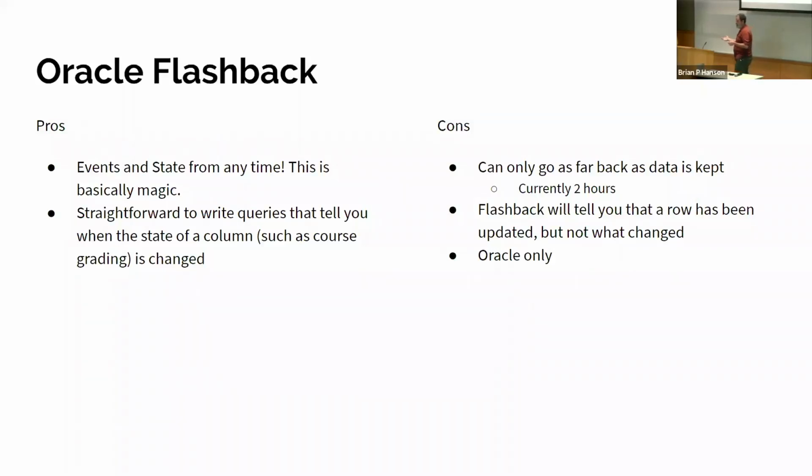A con to Flashback is that you can only go as far back as the data is kept, which right now is 2 hours, right? So if PeopleSoft, or your application, were to go down for 2 hours or more, and you brought it back up, you would lose some of that state. You wouldn't be able to go back and retrieve it because Oracle has wiped it from its memory.